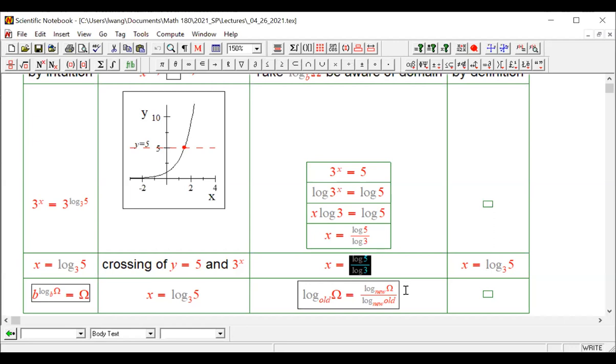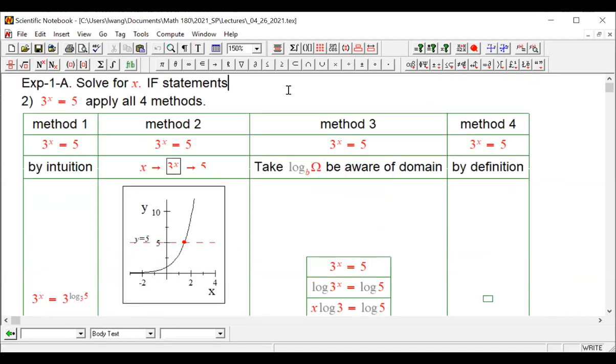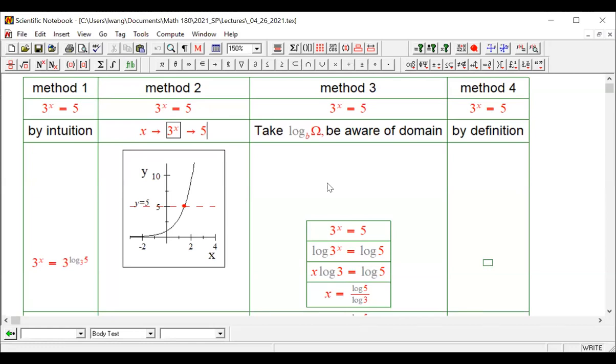Today's homework: I want you to try the rest of these, EXP1. You can see there's much to it, and we want to enhance our skills and our understanding. So please continue to practice all of EXP1. You don't have to do all four methods, but you will find that sometimes one method works better, and in some other situation another method works better. But all methods can be applied. With that perspective, it really helps us understand these if statements.